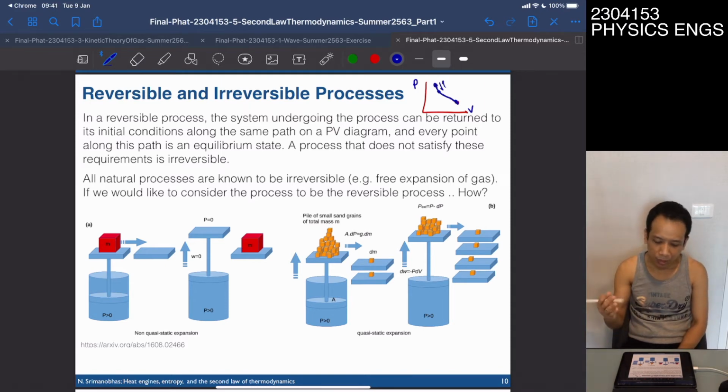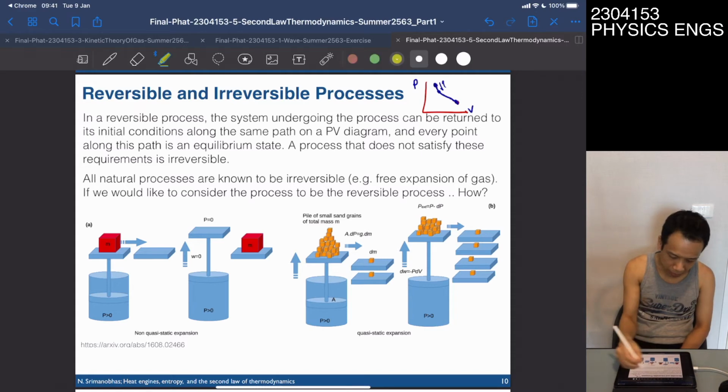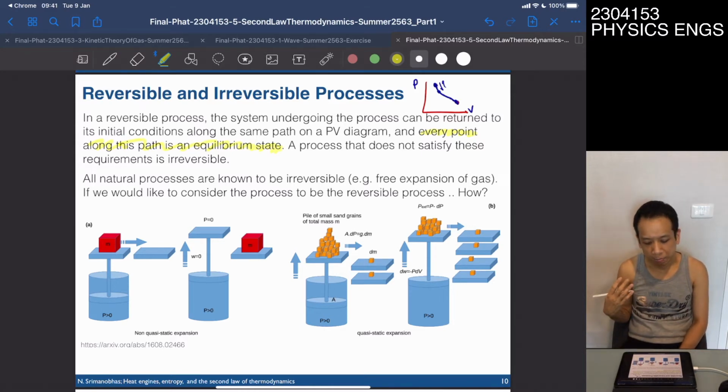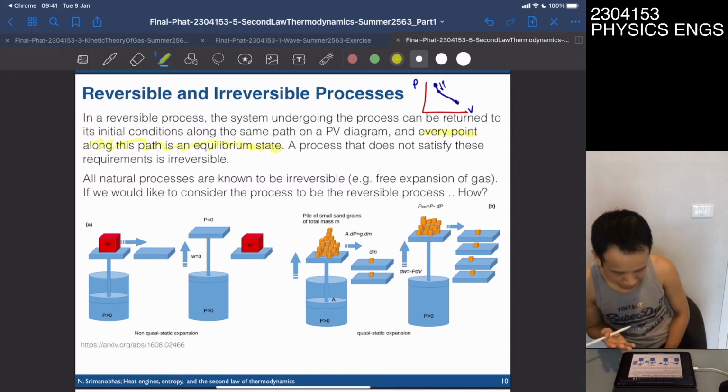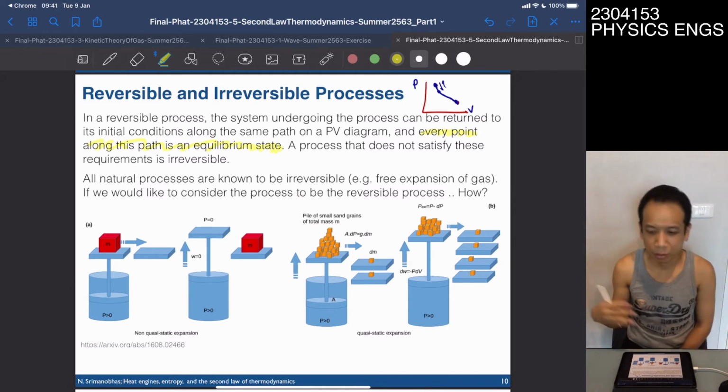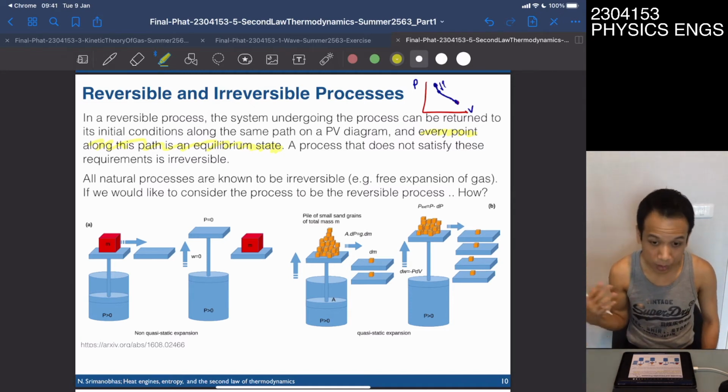Okay, so at every point along the path, it is in the equilibrium state. It means that you can define the state parameters clearly. If the process does not satisfy this requirement, it's what we call an irreversible process. So what is an irreversible process? It's the process that does not satisfy the reversible process.